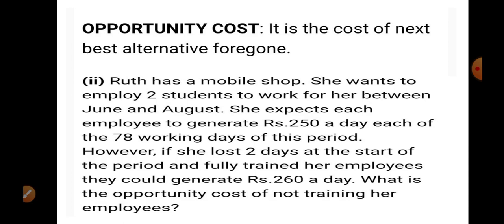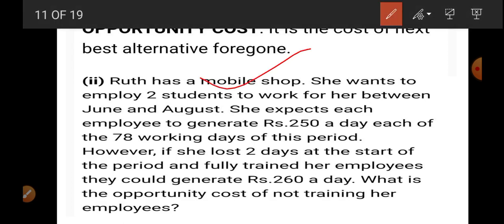Here is given one example. Ruth has a mobile shop. She wants to employ two students to work for her between June and August. She expected each employee to generate 250 a day for each of the 70 working days of this period. However, she lost 2 days at the start of the period and fully trained her employees. They could generate 260 a day. What is the opportunity cost of not training her employees?